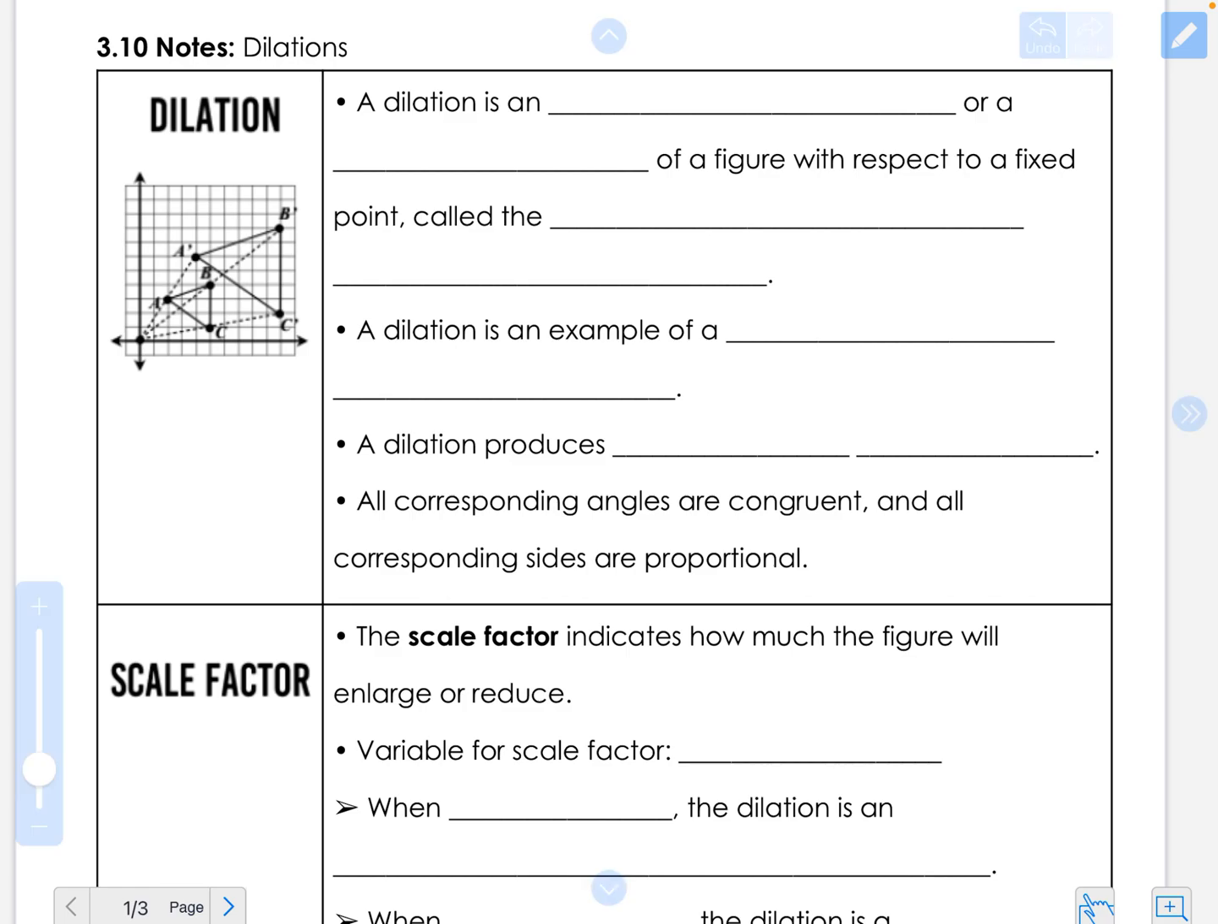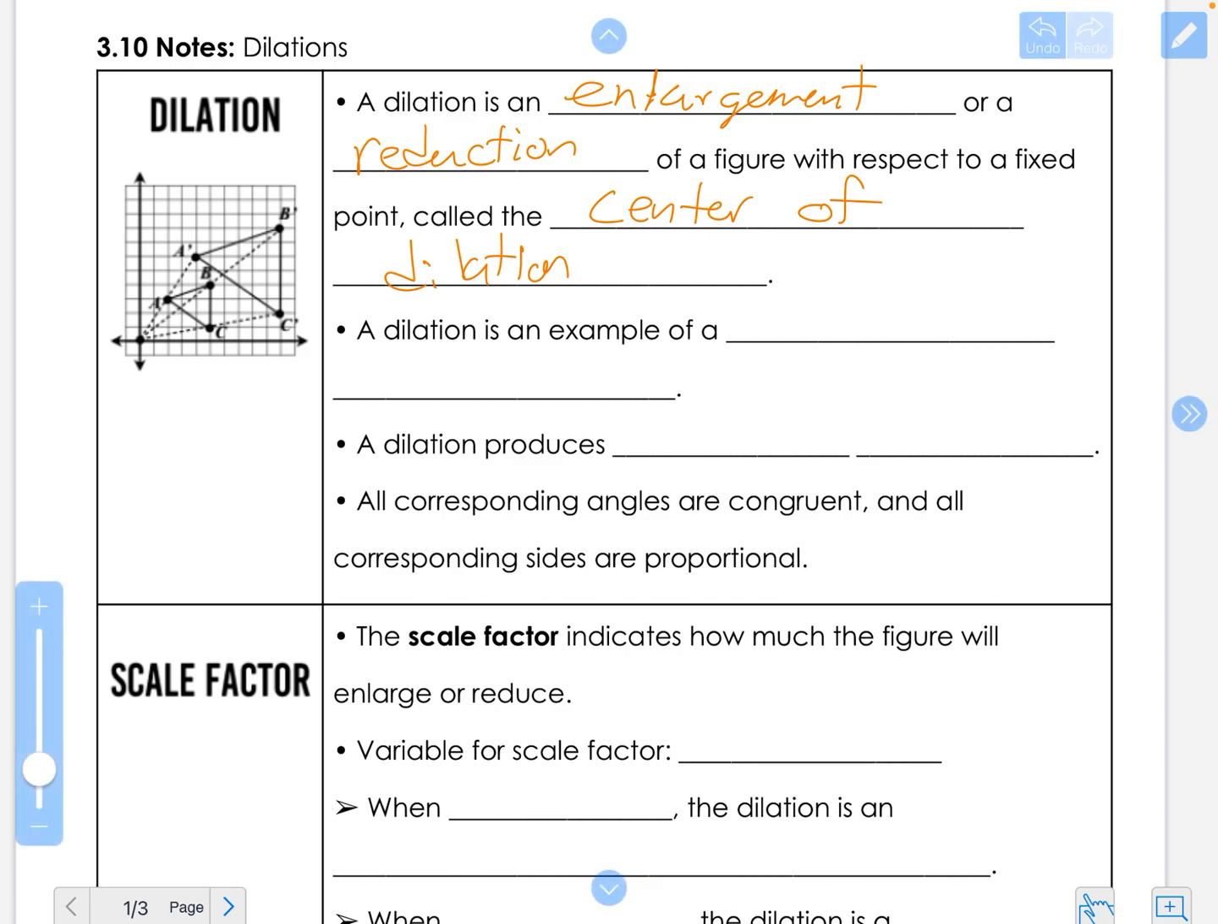A dilation is an enlargement or a reduction of a figure with respect to a fixed point called the center of dilation.